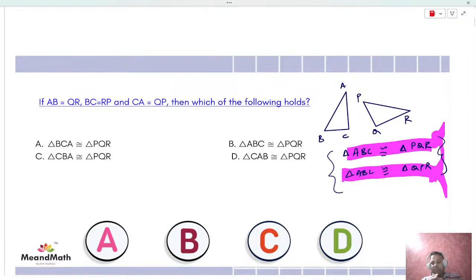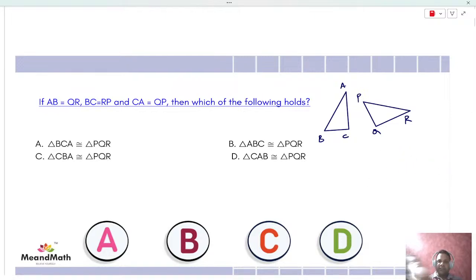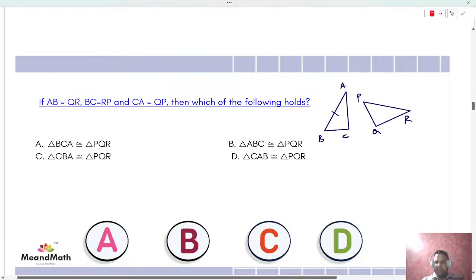Let me rub this off. Let's suppose the same things we take here: AB is equal to QR, BC is equal to RP, and CA is equal to QP. Single lines, both are equal; double lines, both are equal; and triple lines, both are equal.